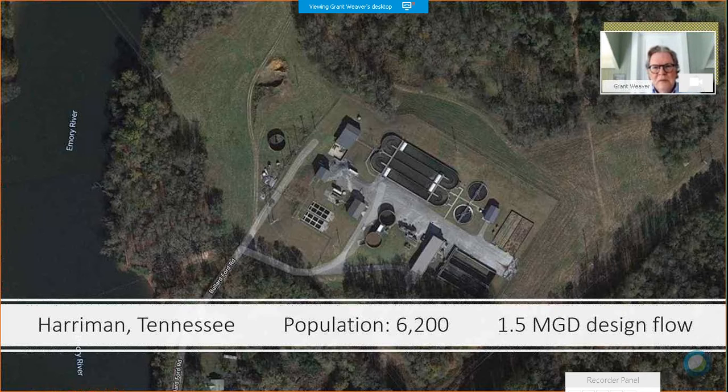Not hearing anything. It looks like we have room for at least one more. This is another oxidation ditch.